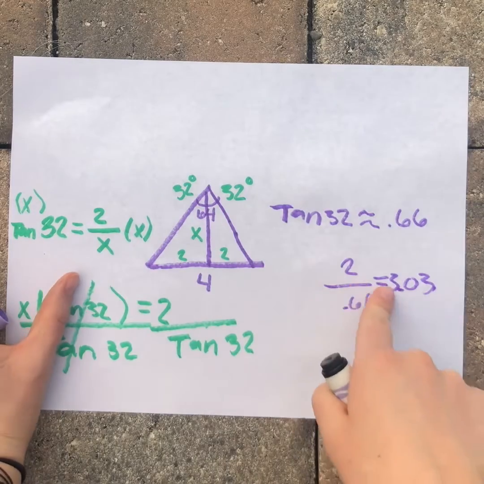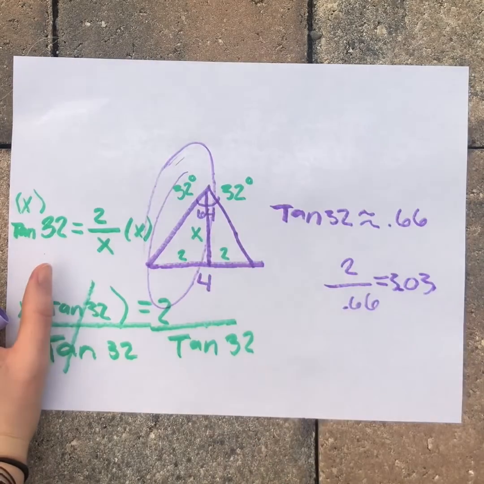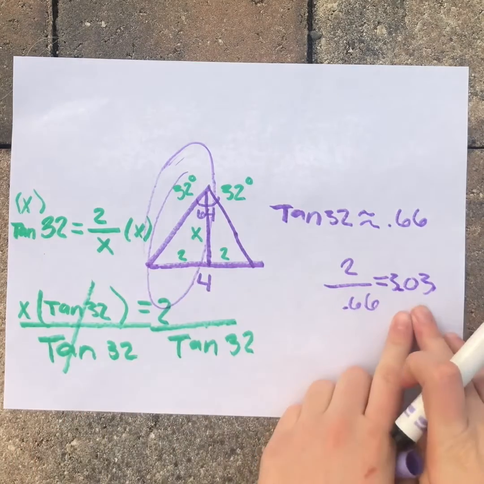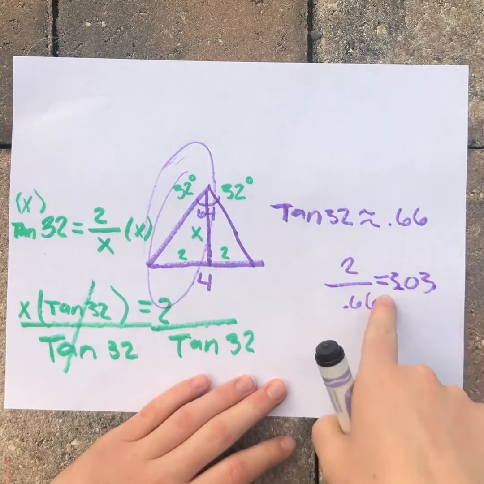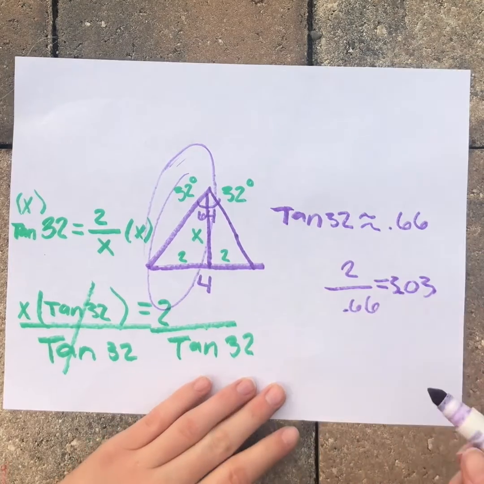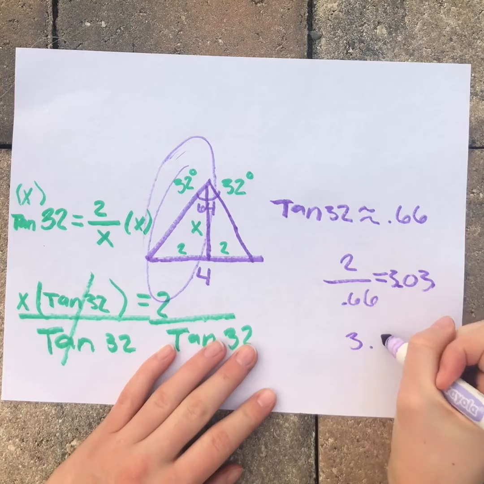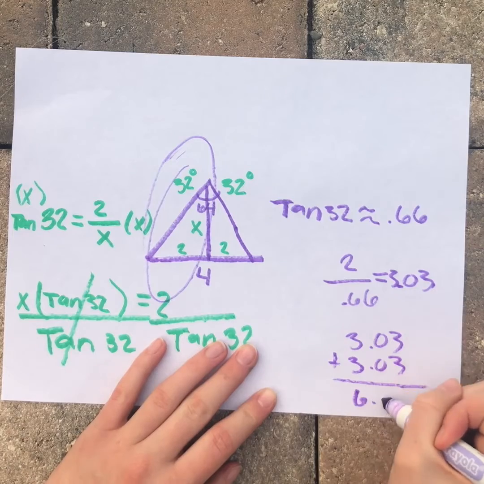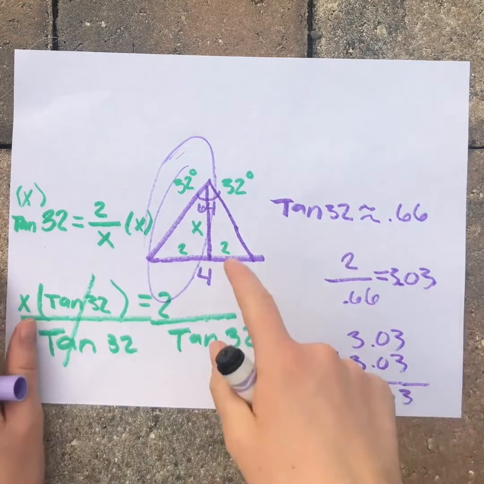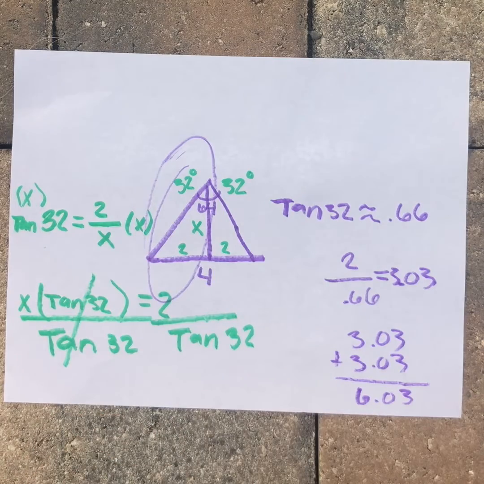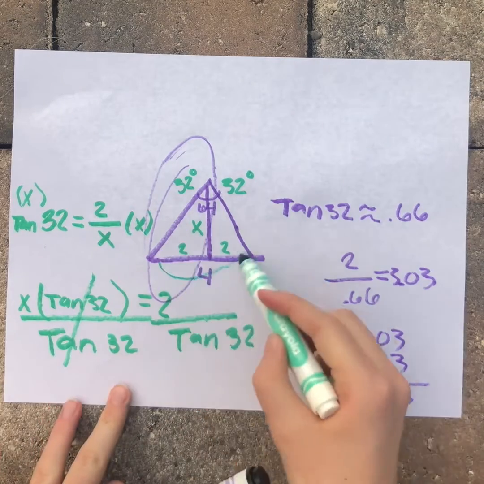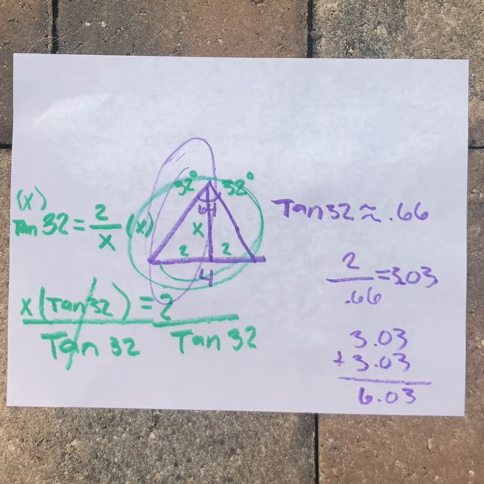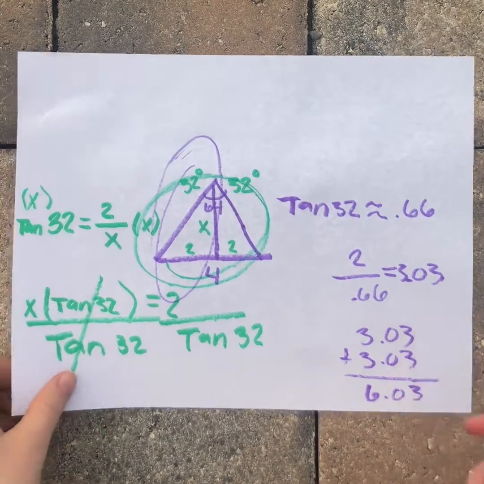Now, all of this that we did only solved for one part of our triangle, right? So now we gotta add it together. What we can do is we can either times this by 2 or just add the same value. So we could do 3.03 plus 3.03, which gives us 6.03 for the area of the entire triangle here. So that's how we can find the area of our triangle for acute, obtuse, scalene, or whatever.